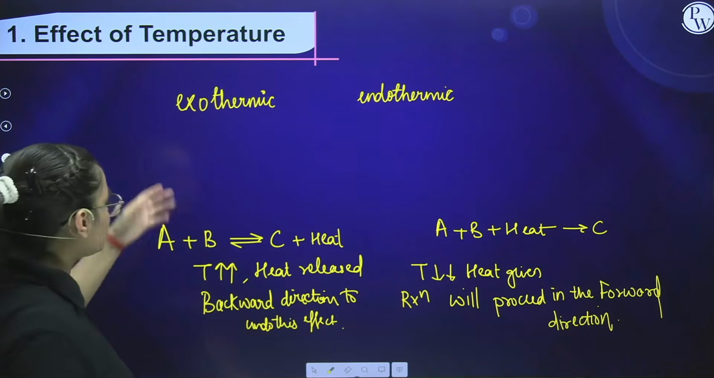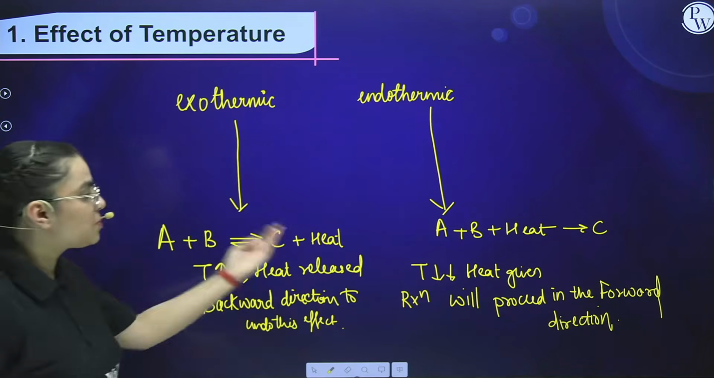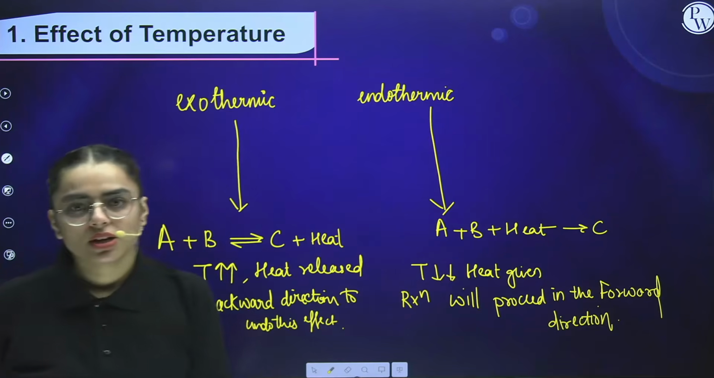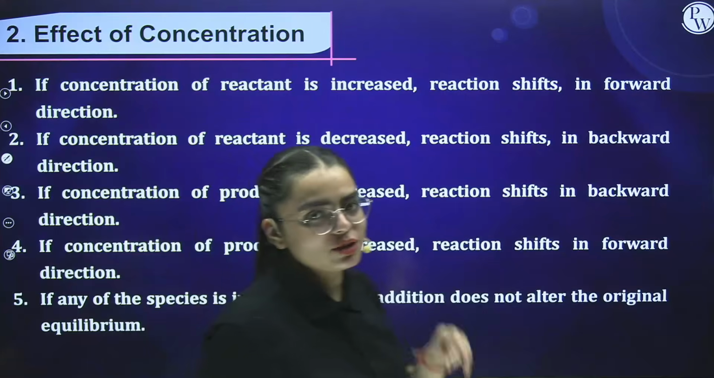Now let us see. This is the case for exothermic again. This is for the endothermic. When heat is produced and when heat is given, this is endo. Is it clear? Now the temperature effect is clear. Now moving to the next effect, that is the effect of concentration.